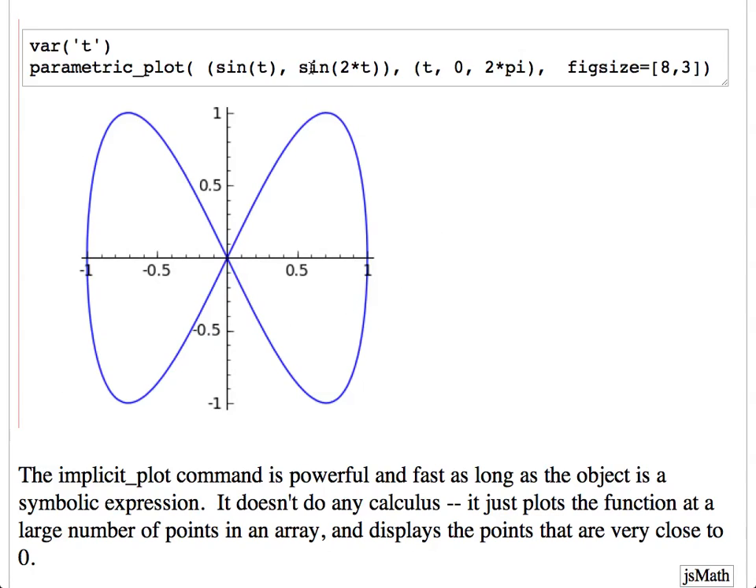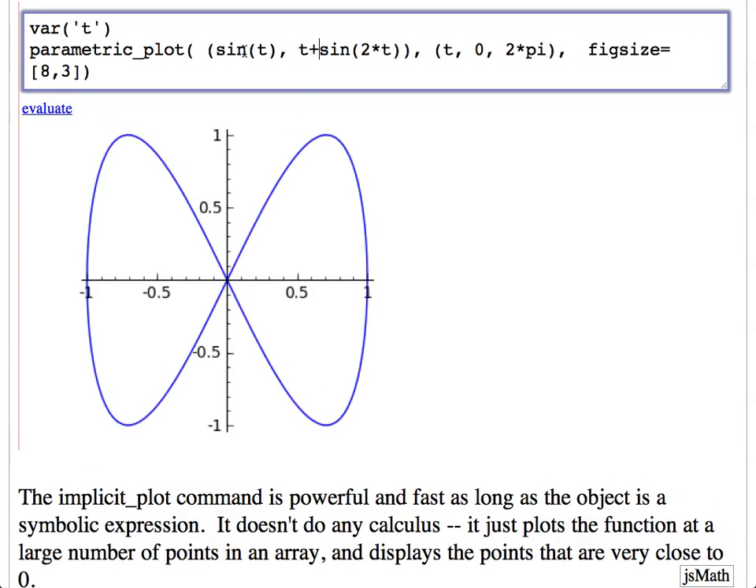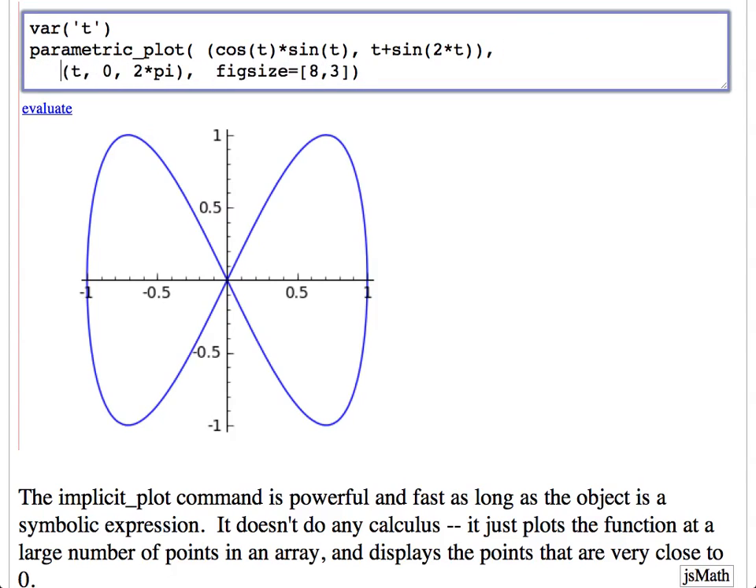These are really fun. Basically, you can imagine this as a particle tracing out some path in the plane where the point at time t is given by these x and y coordinates. Here, sine of t and sine of 2t. And then t is varying from time 0 to time 2 pi. You can get really cool looking pictures if you do funny things. I don't know, just do something kind of random here. See what happens.